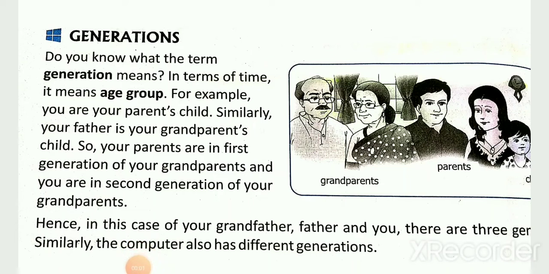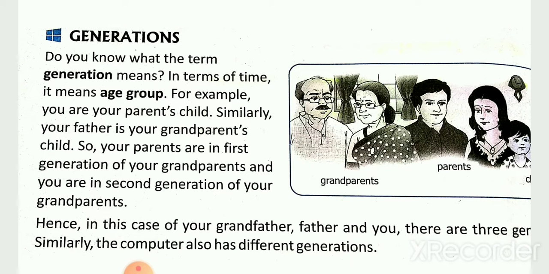Student. Today we are going to study about the generation of computers. Do you know what the term generation means? In terms of time, it means age group. For example, you are your parents' child. Similarly, your father is your grandparents' child. So, your parents are in the first generation of your grandparents and you are in the second generation of your grandparents.